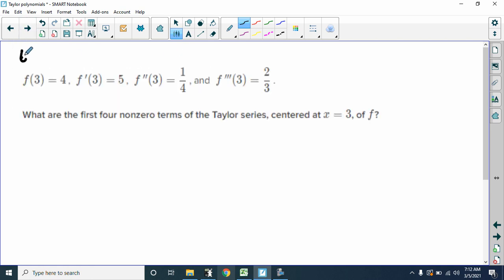So example 1 tells us f of 3 is 4, f prime of 3 is 5, f double prime of 3 is 1/4. The third derivative of f at 3 is 2/3. We are asked to write the first 4 non-zero terms of the Taylor series centered at x equals 3.